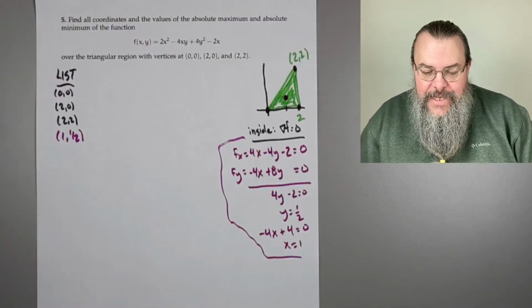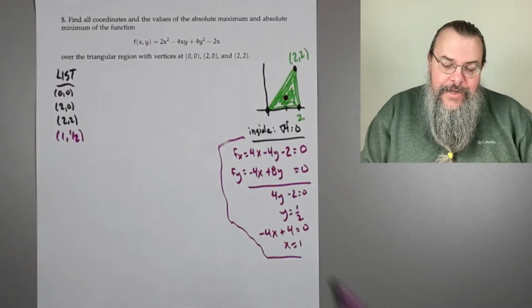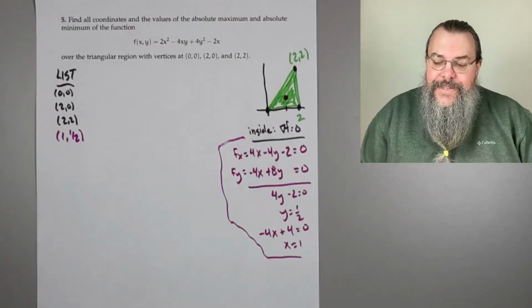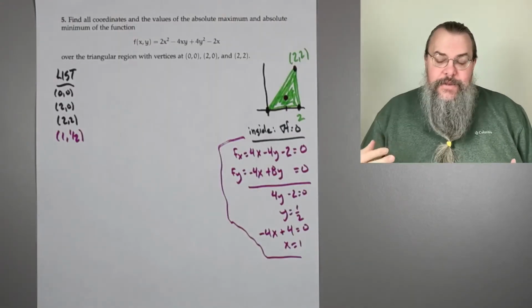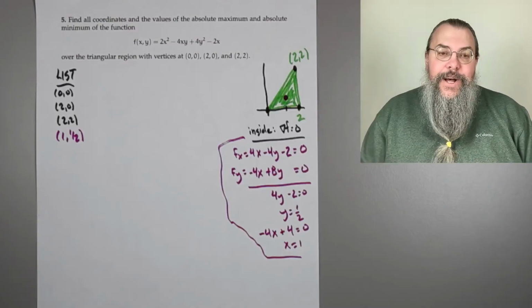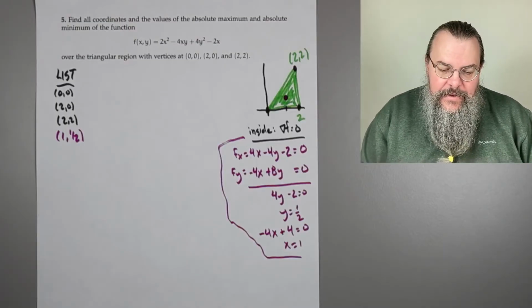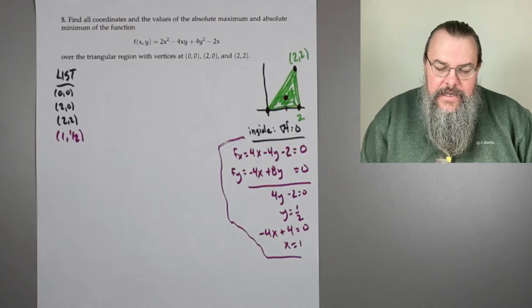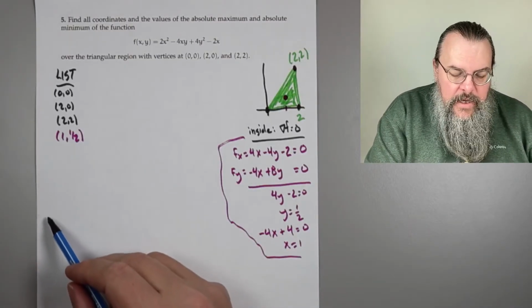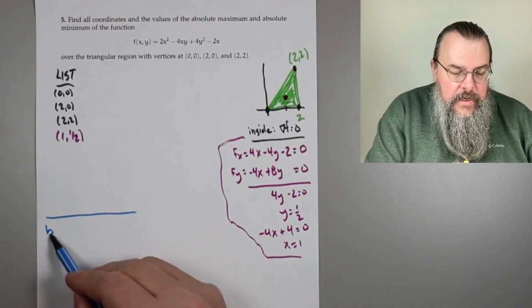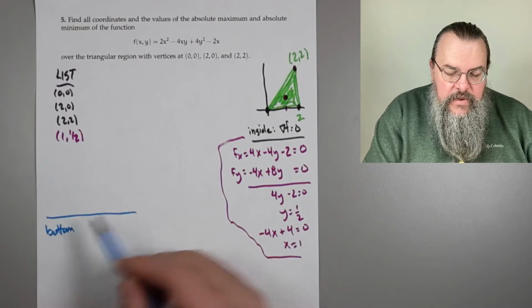Well, what else do we need? We need to look on the edges, the boundary. And we've got 3 boundary pieces. So we're going to be doing a lot of this. So, all right, let's start. Let's start with our bottom part. And what's true about points along the bottom here?